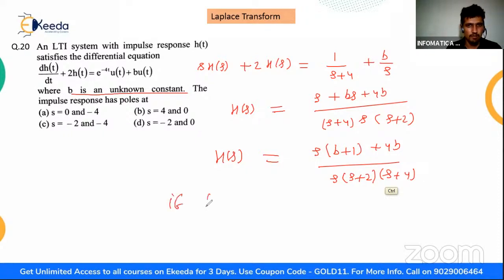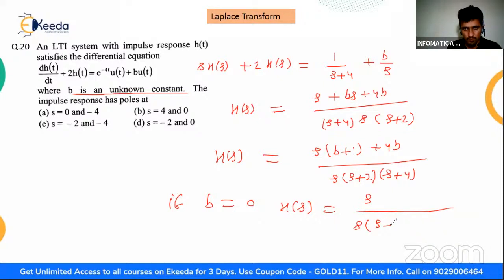Suppose B is 0. In that case, H(s) will become like this: S upon this S, and S will cancel out, pole and zero. S plus 2 and S plus 4. So in that case, it will be having poles at S equals minus 2 and S equals minus 4. So it's a little bit debatable, but in our questions and in our test series, they have mentioned that the poles will be at S equals 0 and minus 4. I think they have mentioned this answer A or whatever, but it's a debatable question. So I will not mark any answer.